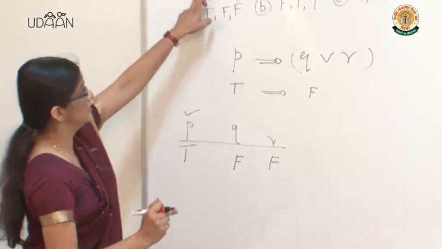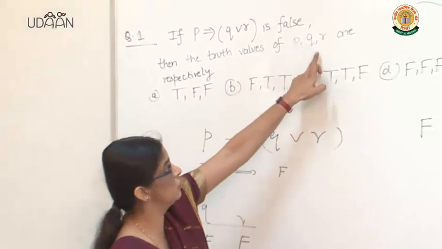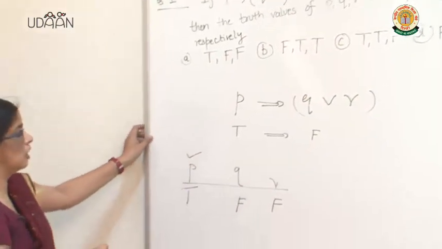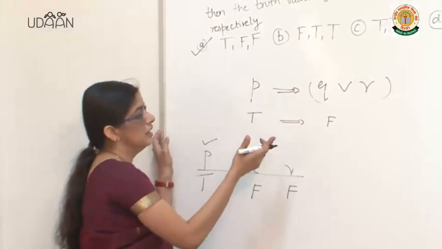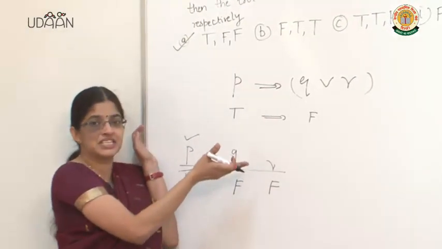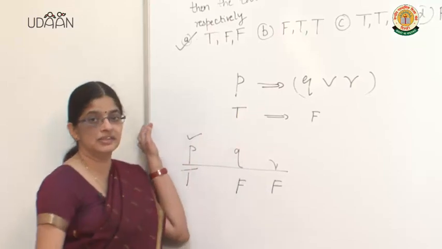So look, then the truth values of P, Q and R are as found. See, which option is matching? Of course, option A. It's a very simple question based on the concept. Is it clear? Let us proceed to the next question.